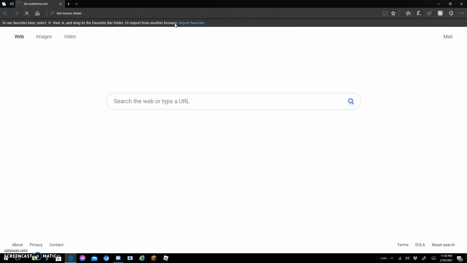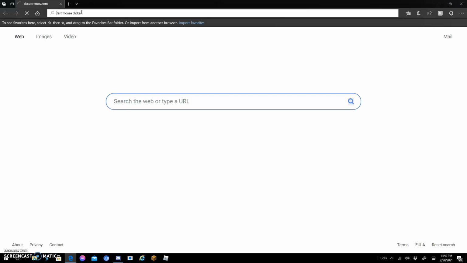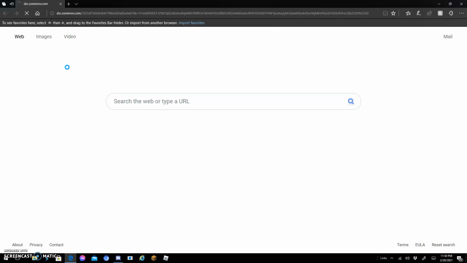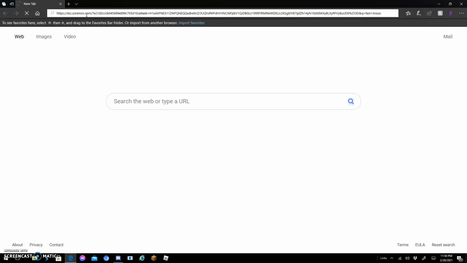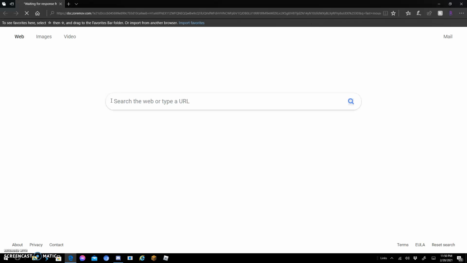Fast mouse. I think it was this. That's it. I think it was fast. Yeah, I think it was. That's not... Why is it taking so long? It's supposed to take not that long. Not 2 minutes.